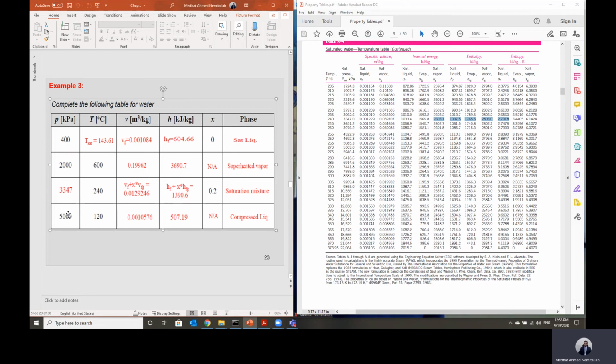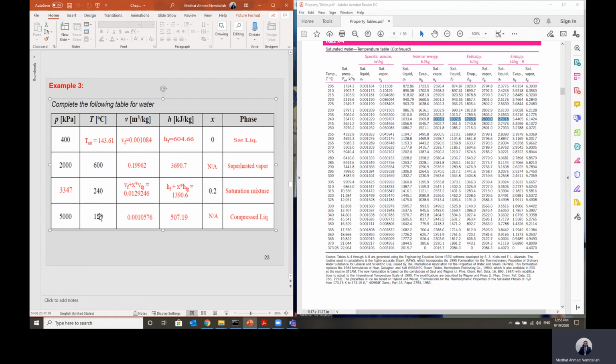Here again, given pressure of 5,000 kilopascal and temperature is equal to 120. In this case, we said when the pressure and temperature are given, we can take the pressure and go to table A5, or take the temperature and go to table A4. As I told you, I prefer to take the pressure when pressure and temperature are given and go to table A5. Then I will get the saturation temperature and compare it with the given temperature. If the given temperature is greater than the saturation, the state is superheated. If it is less than the saturation, the state is subcooled.